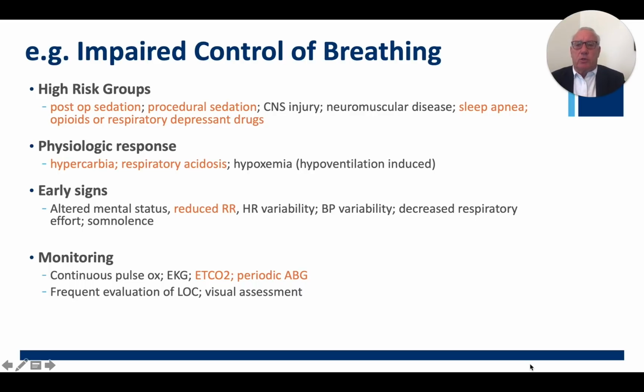When we look at high-risk groups for impaired control of breathing, we're looking at anybody who's receiving procedural sedation, post-op sedation, and/or analgesia, patients with already underlying CNS pathology, neuromuscular disease, sleep apnea. Physiologic responses are evident in the context of hypercarbia as a common one, respiratory acidosis as a result of that hypercarbia, and hypoxemia, but in this particular case, because it's impaired control of breathing and not parenchymal disease, it's often hypoventilation induced. Altered mental status, reduced respiratory rate, heart rate variability, decreased respiratory efforts, and somnolence are all early signs.